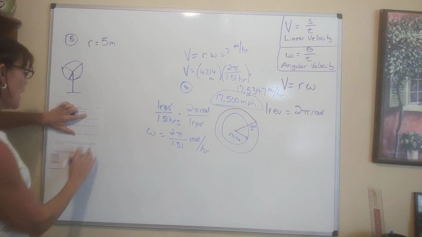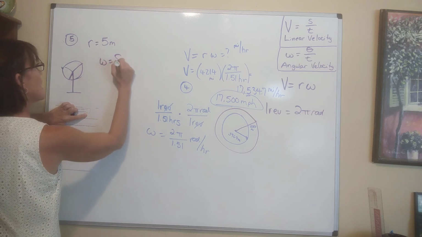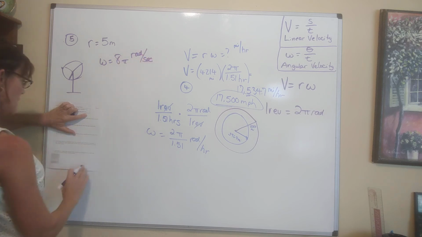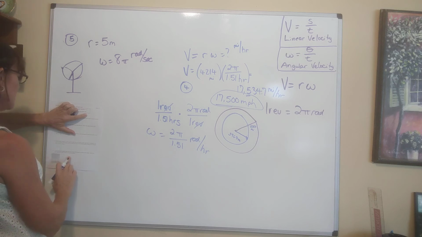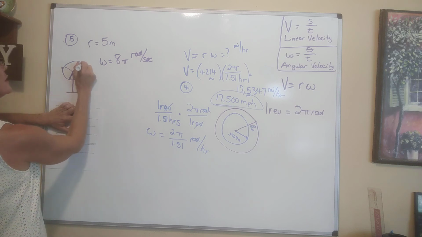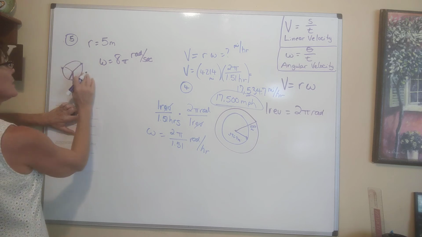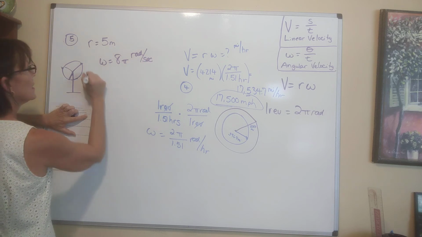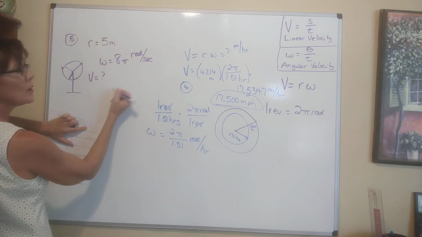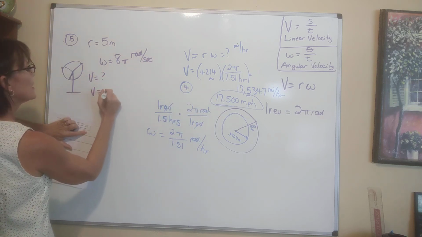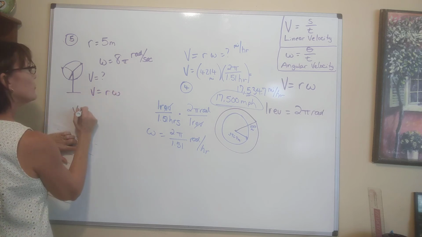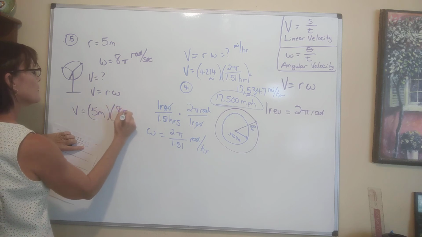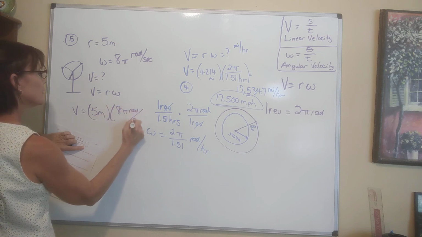And they're rotating at omega, which is 8 pi radians per second. What is the linear velocity of a point on the tip of the blade? So here's a point. How much distance is it covering? What is V? V is r omega. V is 5 meters times 8 pi radians per second.